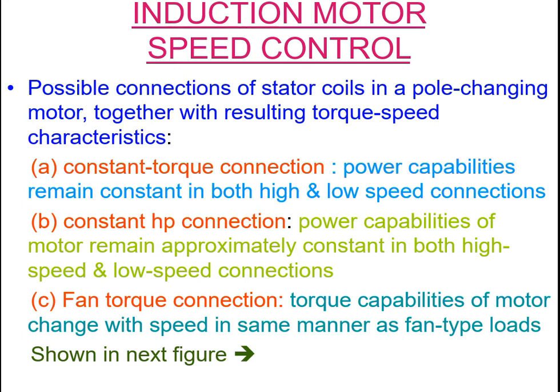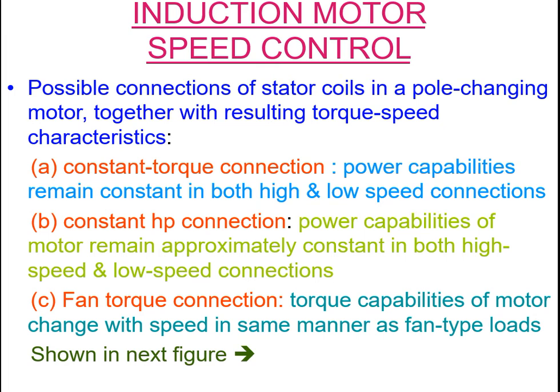I already told you there are connections. The first one is the constant torque connection. The next one is the constant power connection, here constant HP. The third one is the fan torque connection. So in the constant torque connection, note it down, my torque is always constant. The only thing is the power should be varied.